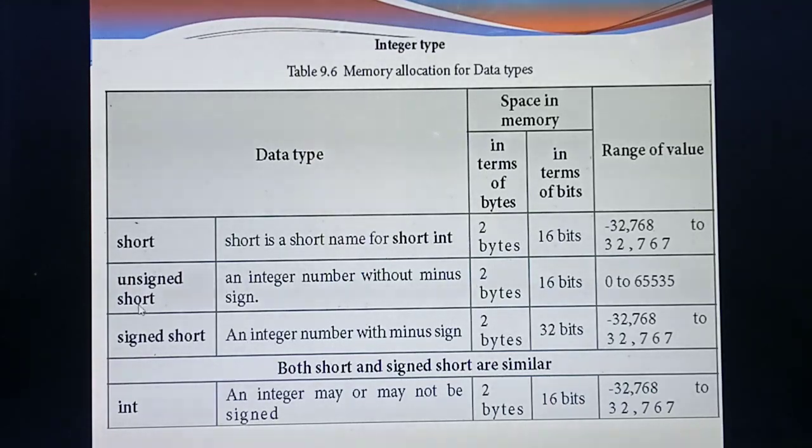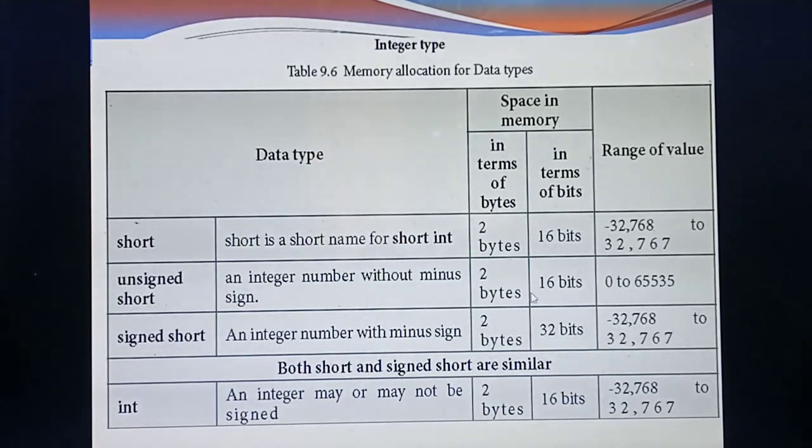Next, unsigned short. What do you mean by unsigned? An integer number without a minus sign. The name itself has unsigned, that means there is no sign. For example, if you need to represent the number -5, you should call it signed. But unsigned means 5. That's unsigned. What do you mean by unsigned? A number without a minus sign.